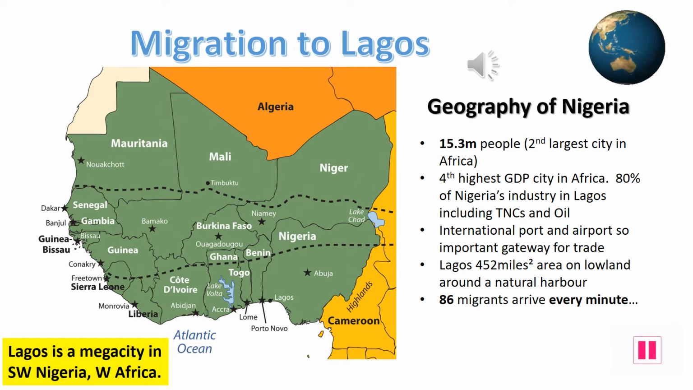Pause the show and make some notes on the geography of Nigeria and why it attracts over 86 migrants every moment to go and live in Lagos.